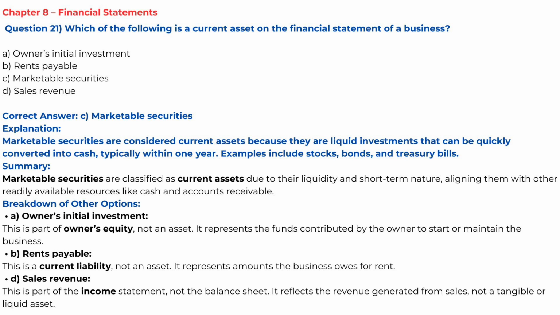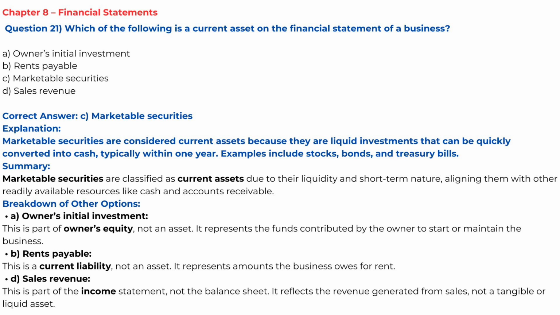Summary. Marketable securities are classified as current assets due to their liquidity and short-term nature, aligning them with other readily available resources like cash and accounts receivable. Breakdown of other options. A. Owner's initial investment. This is part of owner's equity, not an asset. It represents the funds contributed by the owner to start or maintain the business.